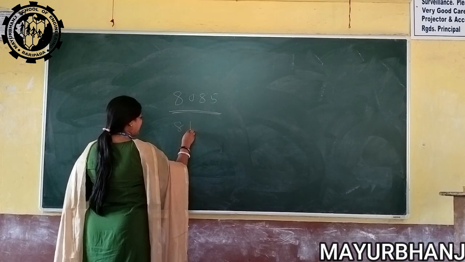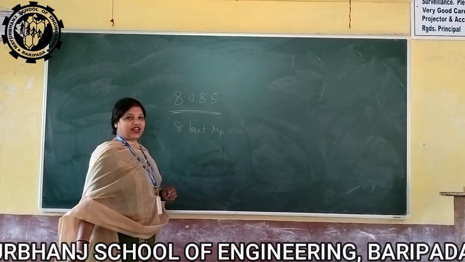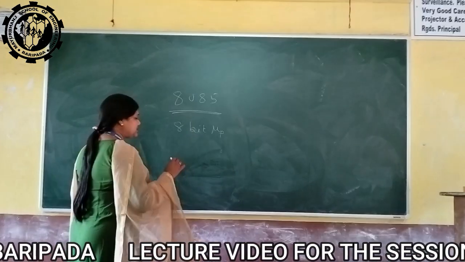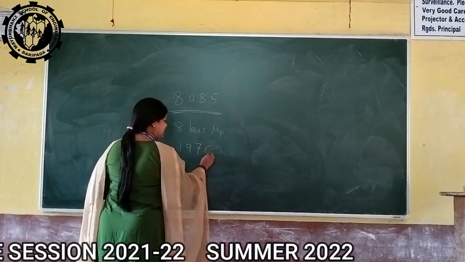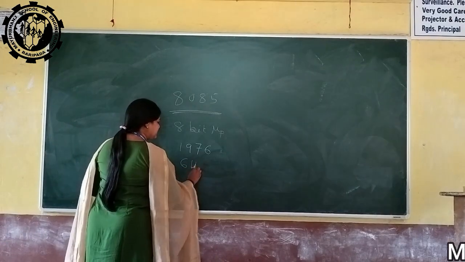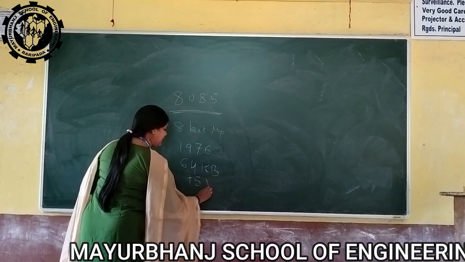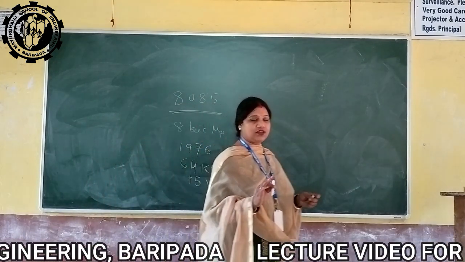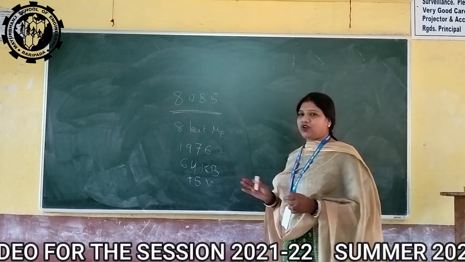8085 is an 8-bit microprocessor. It is an 8-bit microprocessor because it can access 8 bits of data at a time. It was introduced in 1976, its memory capacity is 64 KB, and it requires a plus 5 volt power supply. This is the introduction about 8085.